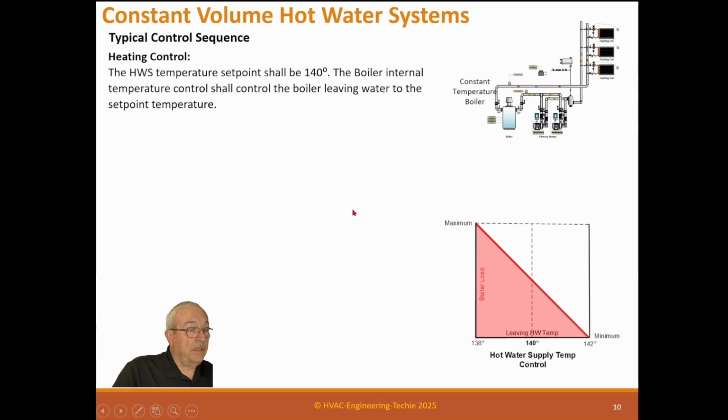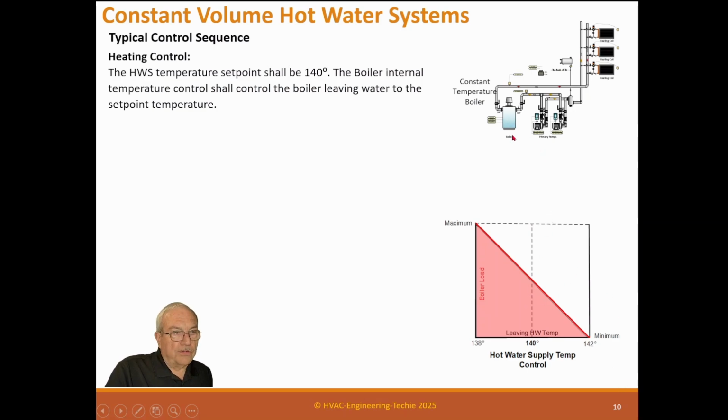Okay, the typical heating sequence. The hot water supply temperature set point should be 140 degrees. The boiler internal temperature control shall control the boiler leaving water temperature set point. And we've determined that this boiler is going to have a 4-degree span on its temperature, so it'll go from 138 to 142 between minimum and maximum fire rate, maintaining 140.